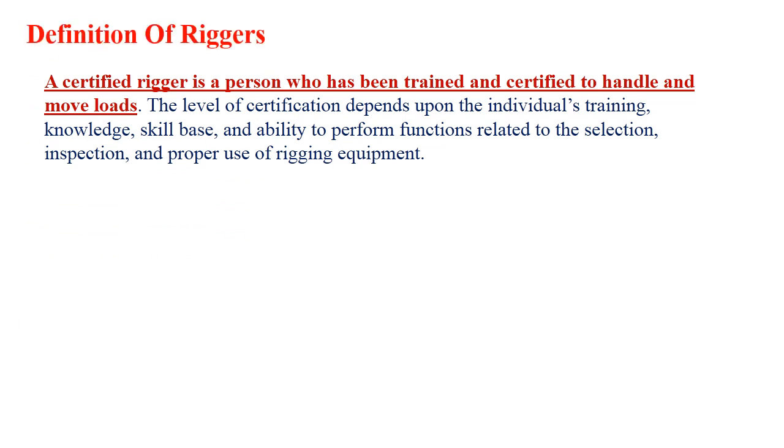What is the definition of a rigger? A certified rigger is a person who has been trained and certified to handle and move loads. The level of certification depends upon the individual's training, knowledge, skill base, and ability to perform functions related to the selection, inspection, and proper use of rigging equipment.